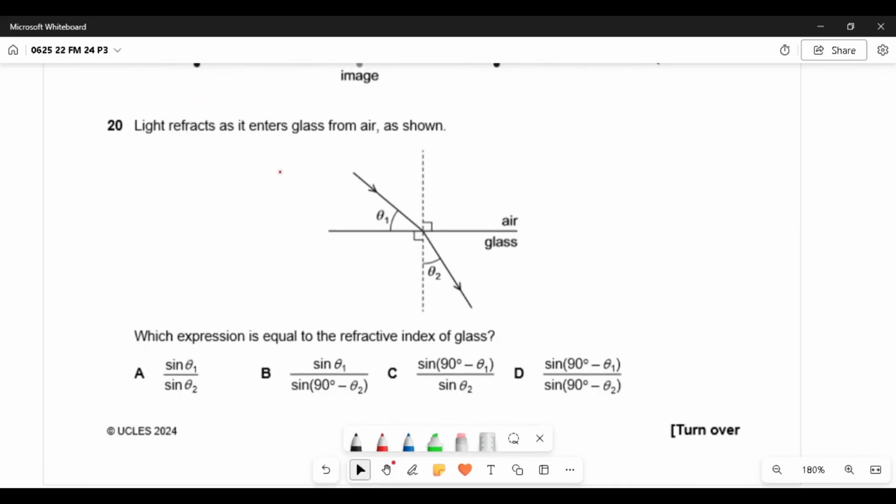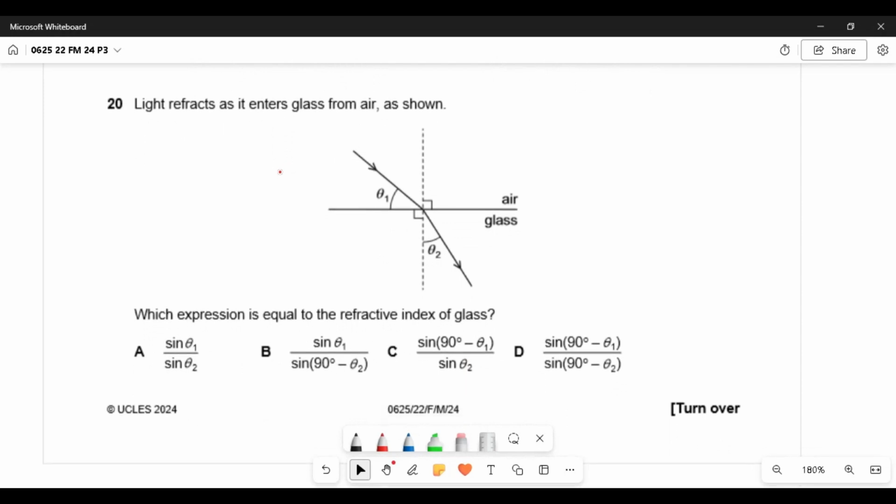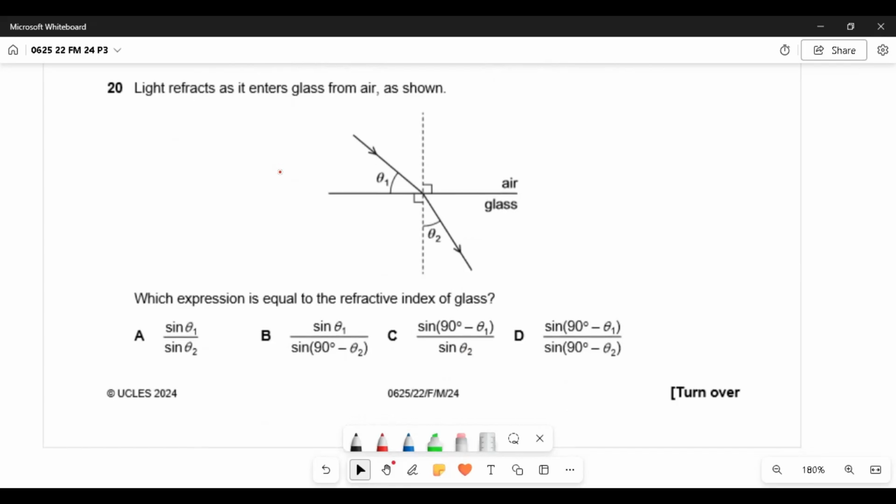Question number 20. Light refracts as it enters glass from air as shown below. Which expression is equal to the refractive index? We know that the refractive index is sine i over sine r, or sine theta of the incident angle. The incident angle is always measured with the normal. So this is the incident angle, this is the refracted angle. So the refractive index is sine i over sine r.